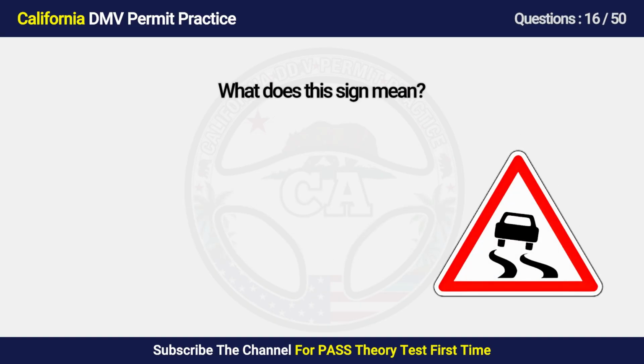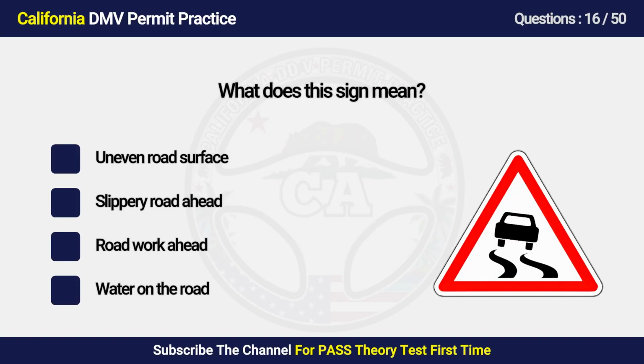Question 16. What does this sign mean? A. Uneven road surface. B. Slippery road ahead. C. Road work ahead. D. Water on the road.